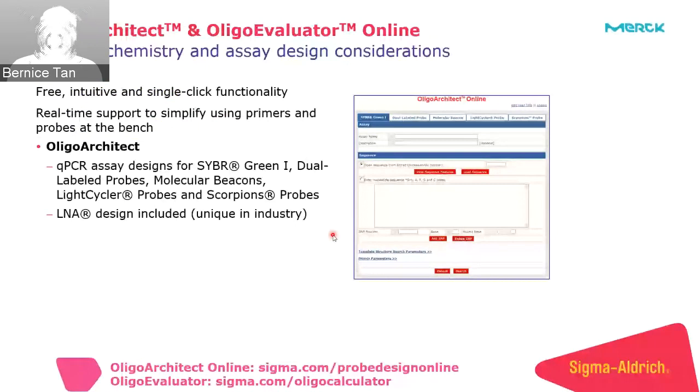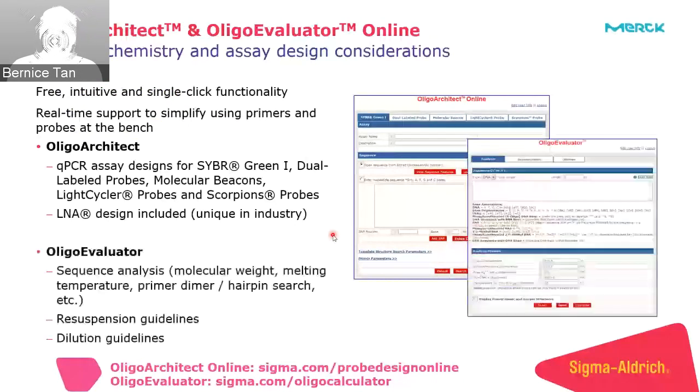And then you've got the Oligo Evaluator. This allows you to check your sequence before you order them and run them on your qPCR. So this allows you to look at things like the melting temperature of your assay, check your assay for primer dimers, as well as secondary structures. And if you require some assistance with resuspension and dilution guidelines, the Oligo Evaluator software will help you with that as well.